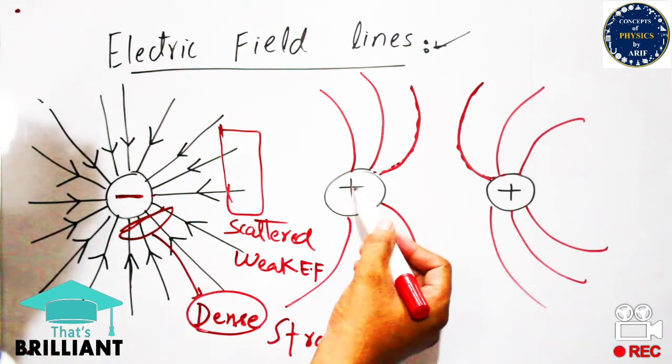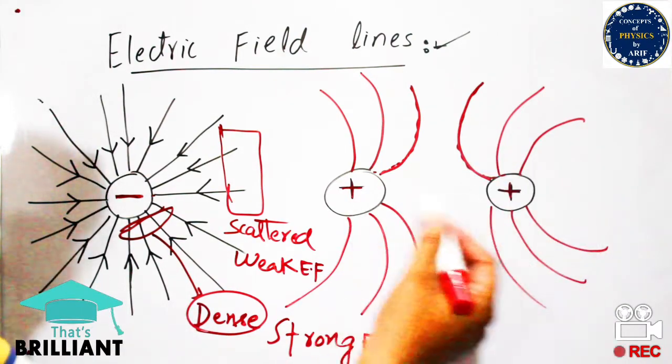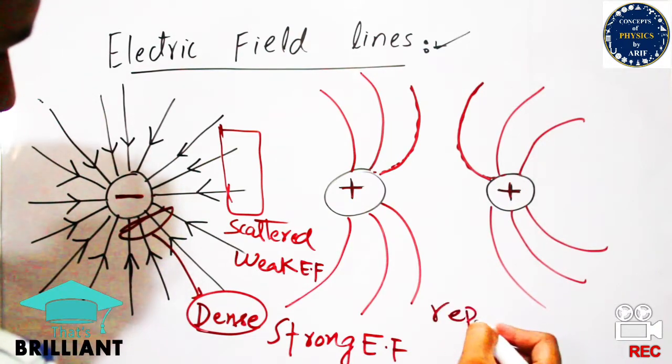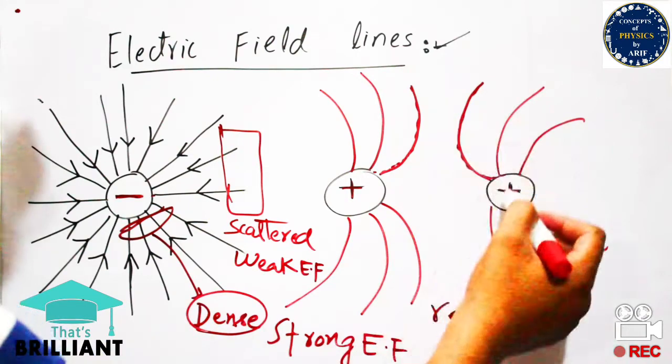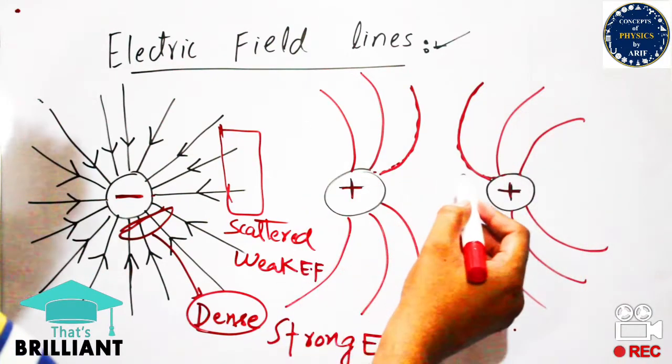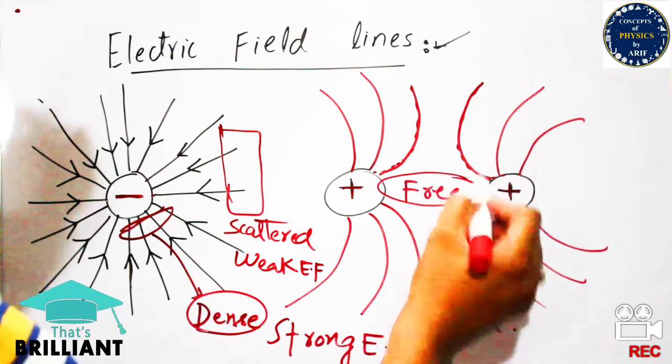And in the other case, if we place similar charges with each other, and we know the characteristic of charges is that two positive charges, or two similar charges, repel each other, and in this case electric field lines cannot cross each other from the center.